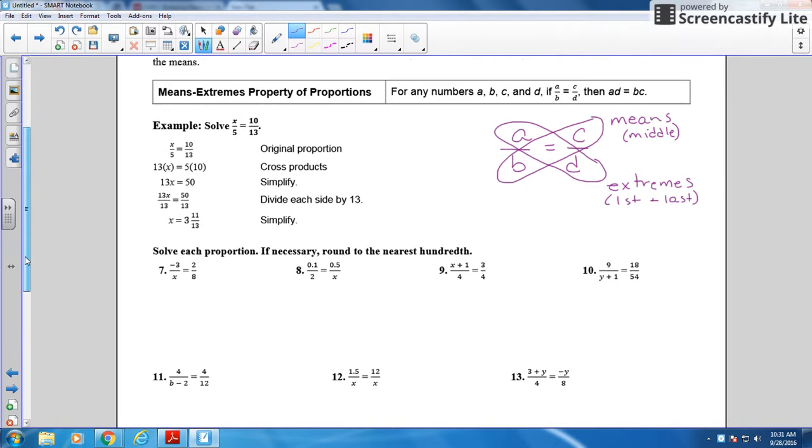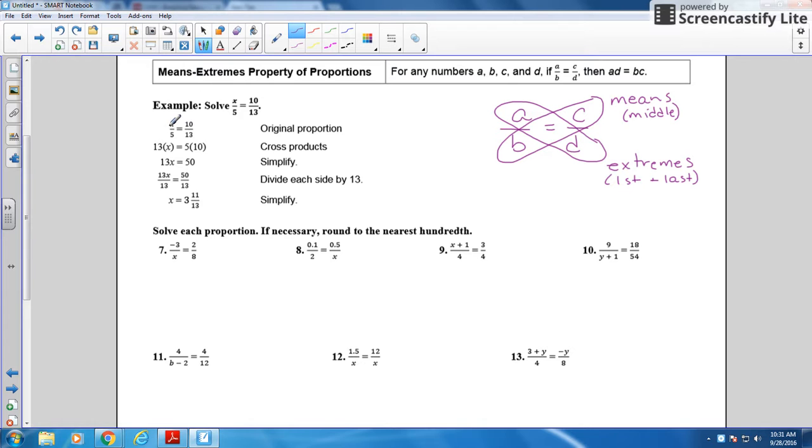Anyway, so if we want to solve a proportion like this one, we have x over 5 equals 10 over 13. We're going to cross multiply or use cross products. So I multiply my extremes, 13 times x, and I multiply my means, 5 times 10, and I get an equation 13x equals 50. And then you just solve the equation like we've been doing all of chapter 2. And we get a solution of 3 and 11/13. So go ahead and practice using cross products to solve these.